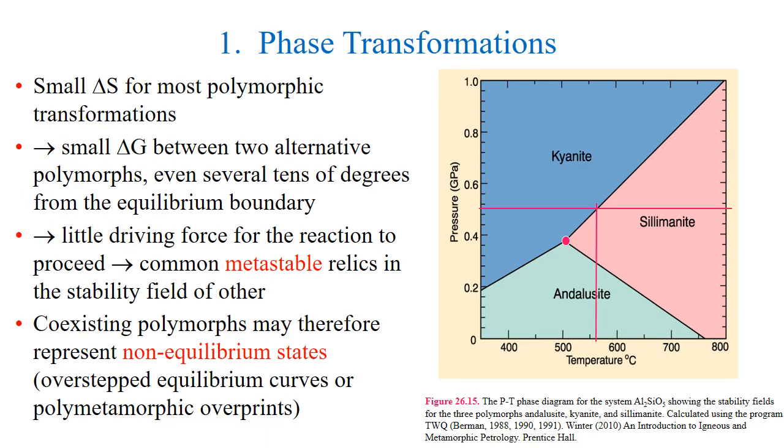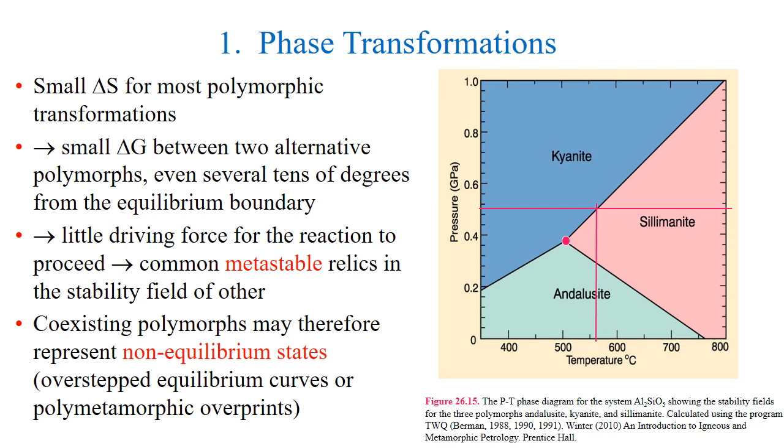There are very small differences in Gibbs free energy between polymorphs, even at pressures and temperatures that are far from the tie lines. This is due to small changes in entropy, or delta G, and the volume for most polymorphic phase transformations. As a result, there is very little driving force for a reaction to proceed, and crystals of one polymorph may remain metastable relics in the stability field of another polymorph.